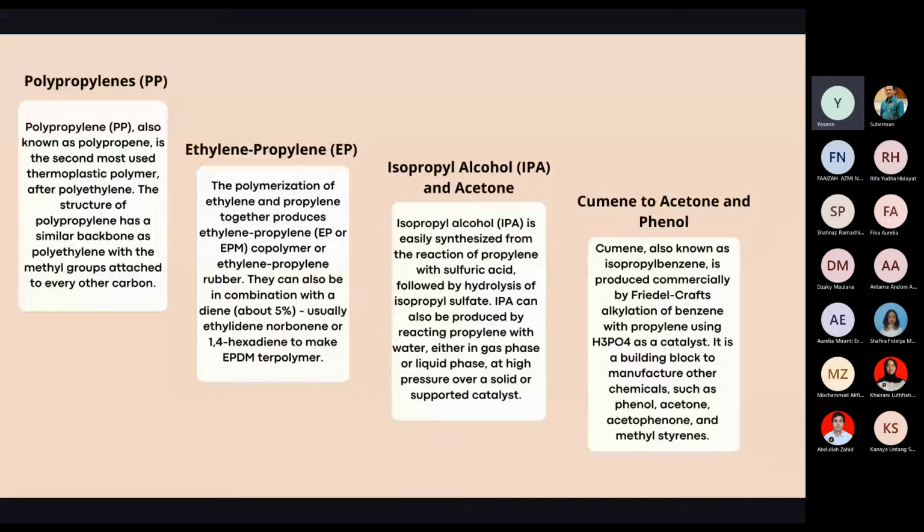And then the last one in this slide is cumene to acetone and phenol. Cumene, also known as isopropyl benzene, is produced commercially by Friedel-Crafts alkylation of benzene with propylene using H3PO4 as a catalyst. It is a building block to manufacture other chemicals such as phenol, acetone, acetophenone, and methylstyrenes.